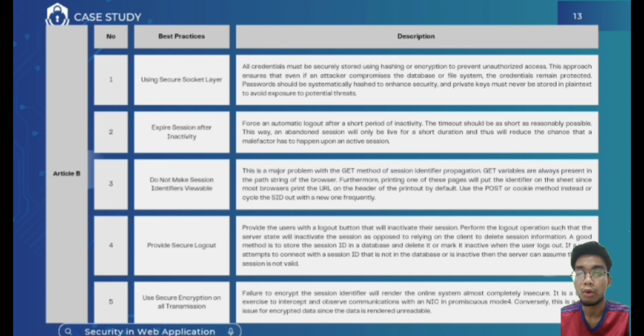The fourth one is provide secure logout. Provide the users with a logout button that will inactivate their session. Perform the logout operation such that the server state will inactivate the session, as opposed to relying on the client to delete session information. And the last one is use secure encryption on all transmissions. Failure to encrypt the session identifier will render the online system almost completely insecure. It is a trivial exercise to intercept and observe communication with a NIC in promiscuous mode. Conversely, this is a non-issue for encrypted data since the data is rendered unreadable.